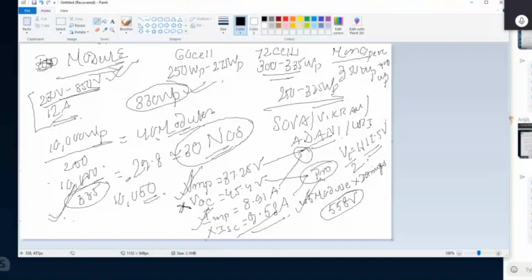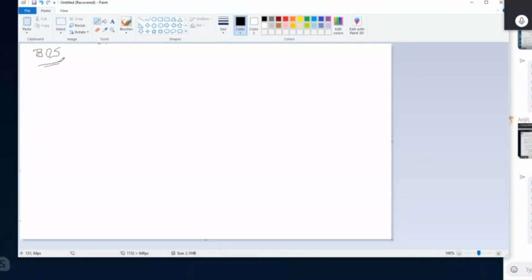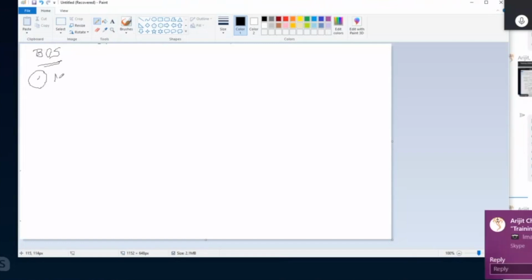for this particular rooftop system. The balance of system, and ultimately we are going to make a BOM, a bill of materials. Like what are the packing materials, what are the materials we require. So now we are going to go for the balance of system, BOS. The first balance of system item we need to do is the module mounting structure.